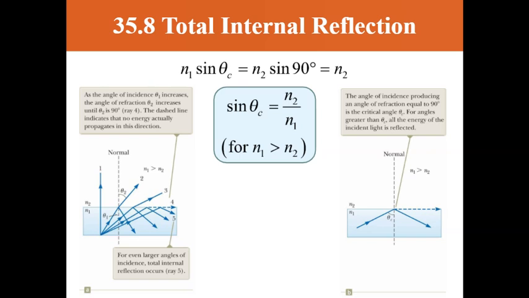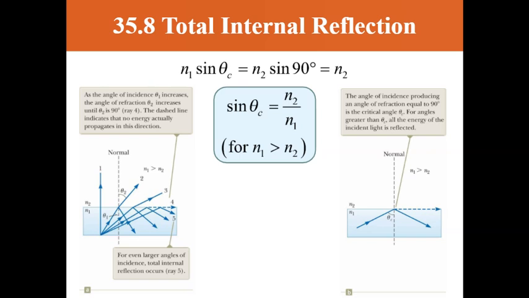Eventually, what happens is that the reflected ray will become brighter and the refracted ray will become dimmer. Most of the energy starts going into the reflection of the light beam rather than its refraction.